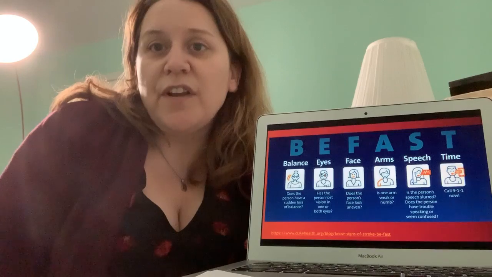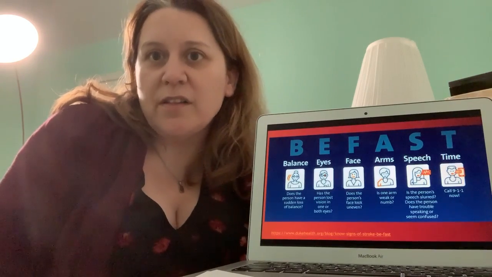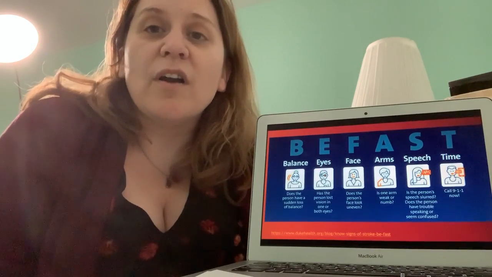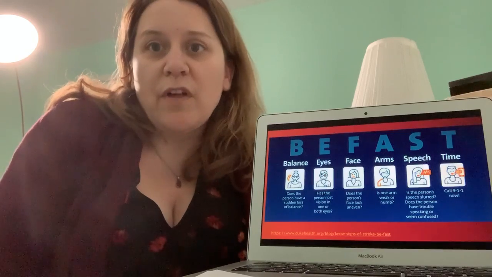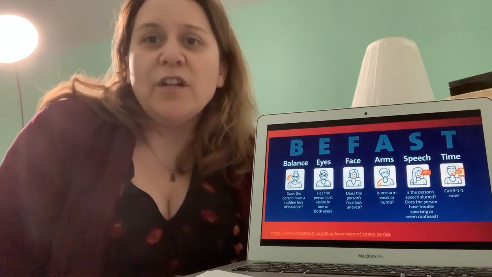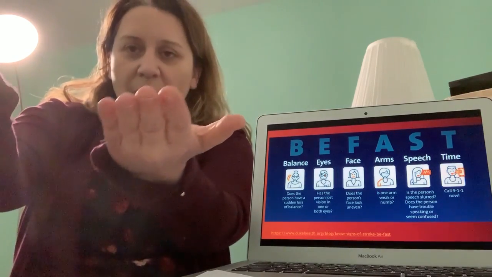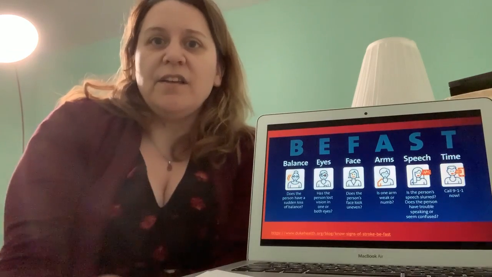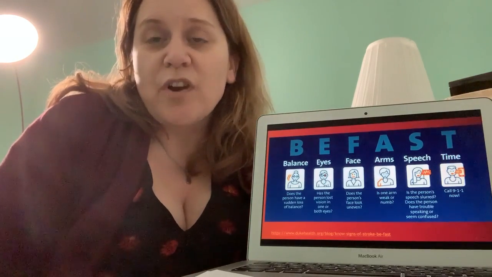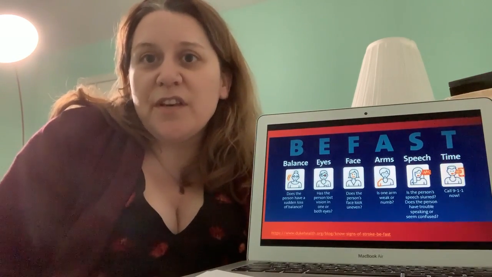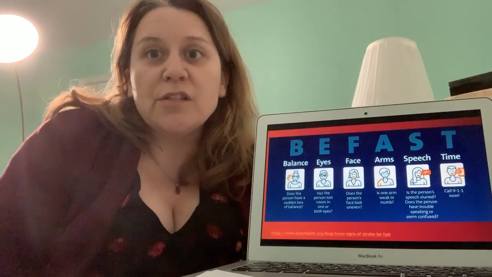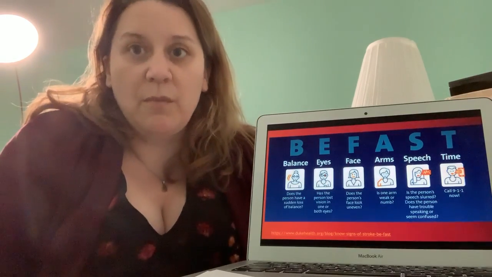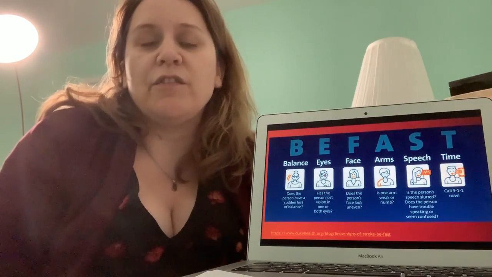F is for face, facial droop, facial paralysis. A is for arms. It signifies unilateral loss of motor movement. So if you lift your arms up and one of them becomes flaccid. S is for speech, trouble speaking, slurred speech, thick, garbled speech, also being mute or being unable to understand speech. That's a sign of a stroke.